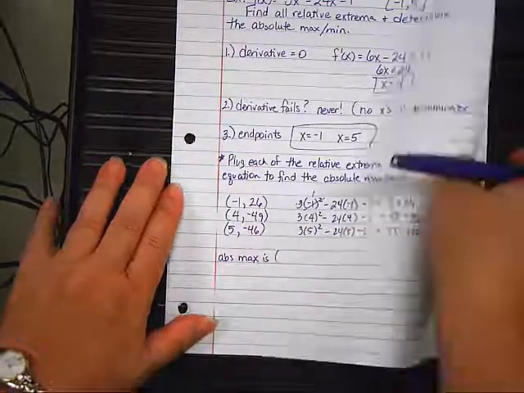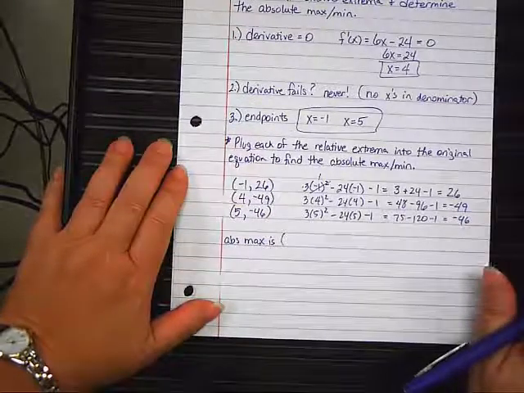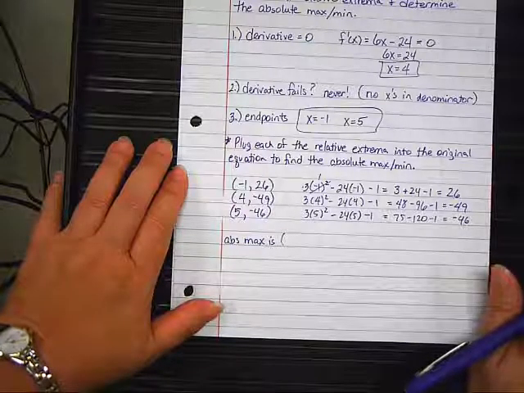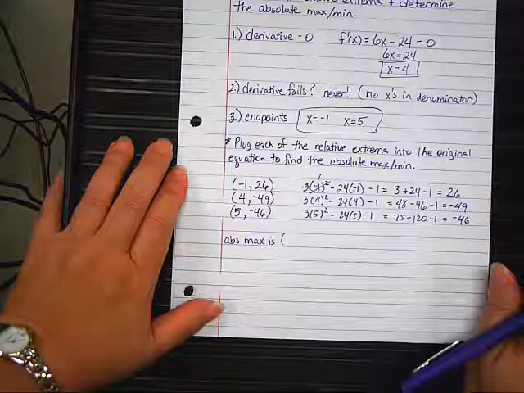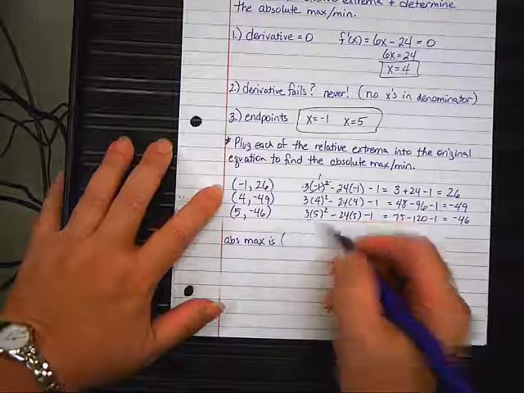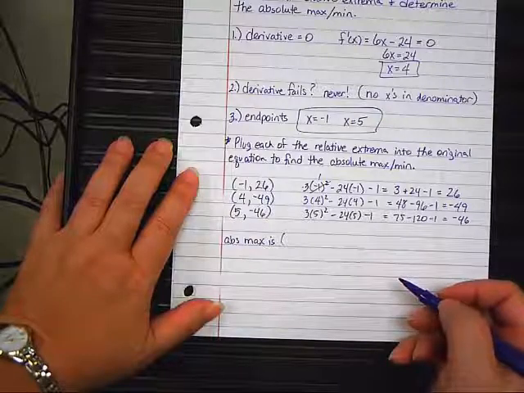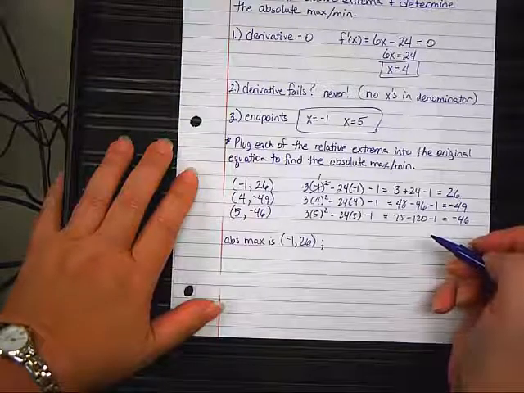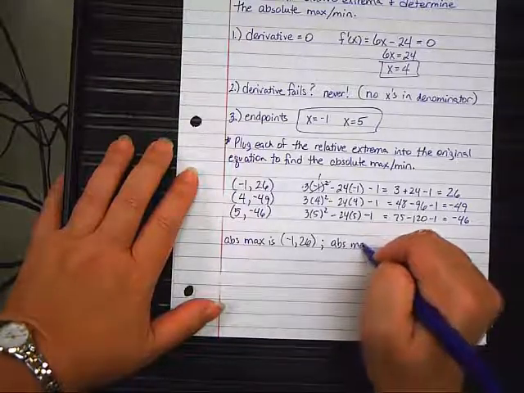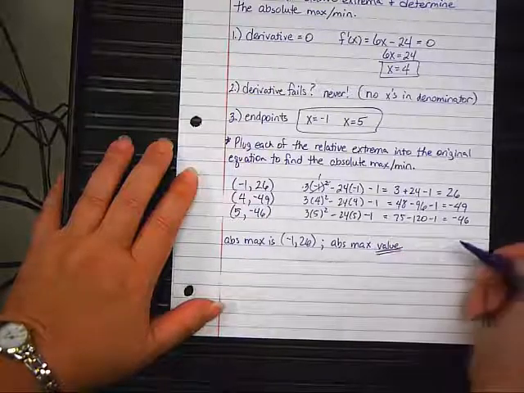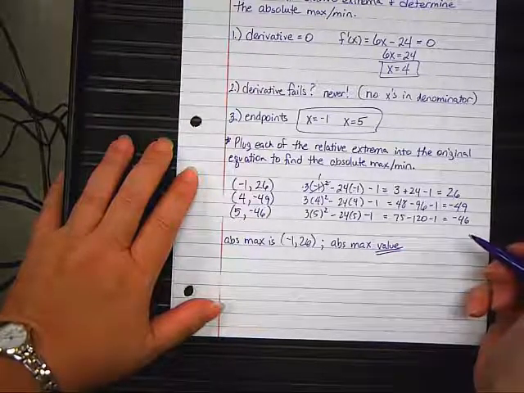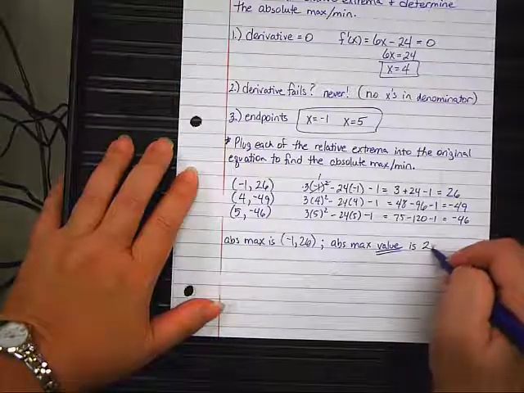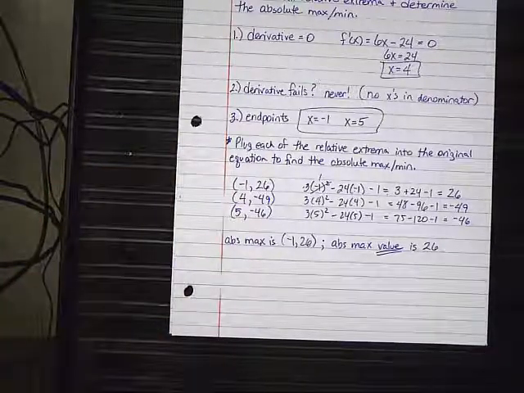Now, on these questions, they are going to ask you one of two things. They're either going to ask you for the coordinates of the absolute max, or they're going to ask you for the absolute maximum value. The absolute maximum is which of the two coordinates, if I was asking for the coordinates? -1 comma 26. Now I'm going to write both answers down here so you know what I want. The absolute maximum value, and the word value in calculus every time means the same thing, is the y. So the absolute maximum value on this interval is 26.